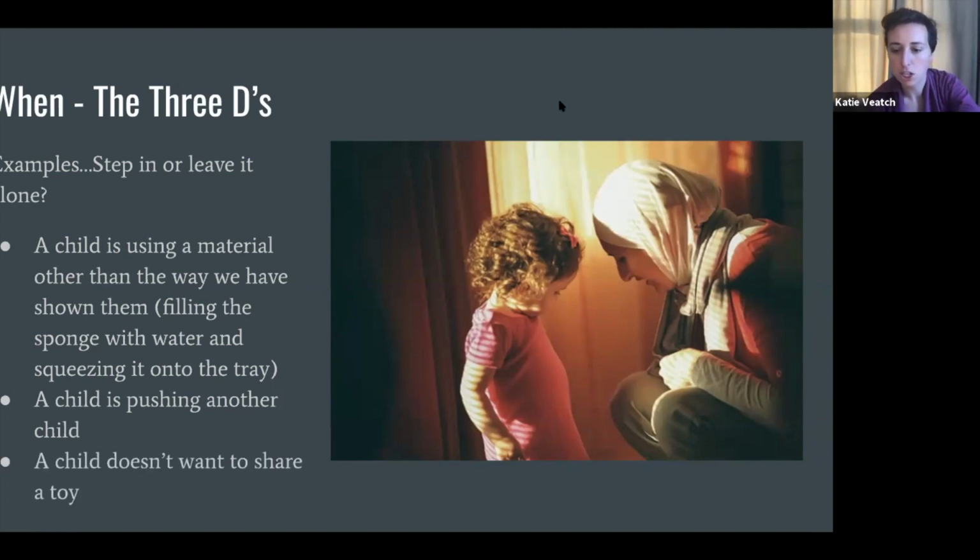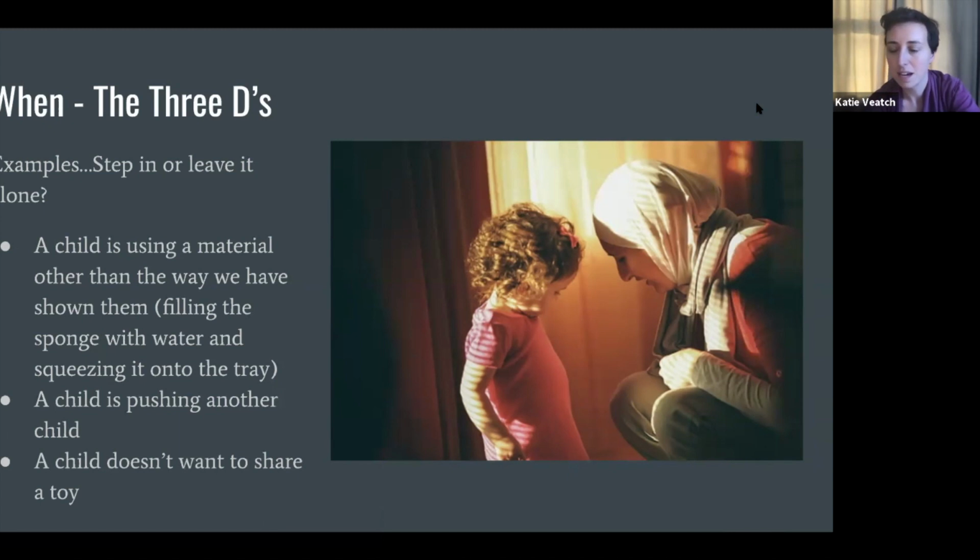How about if a child doesn't want to share a toy? We kind of just covered this. Intervene or leave it alone. I see a thumbs up. I see some thumbs down. I see a thumb sideways. Okay, I am a thumb sideways on this one.